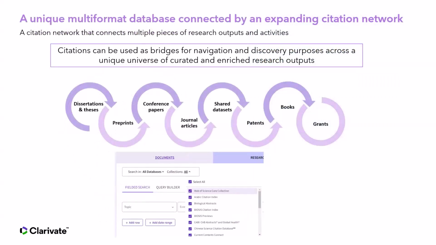So as I said today, the Web of Science platform has expanded to go beyond traditional scholarly publications, and we now include a diverse range of scholarly outputs in the form of dissertations and theses, preprints, conference papers, data sets, patents, books, and grants. All of these different formats of scholarly outputs can be considered important and relevant, and they can all be searched on the Web of Science platform.